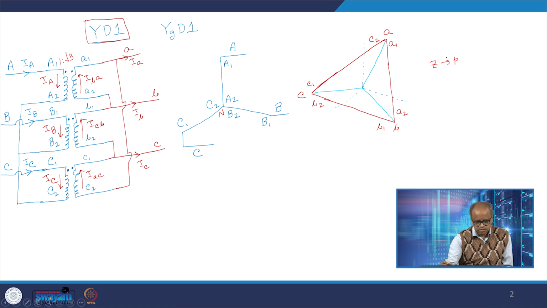So, then Z is the transformer leakage impedance.